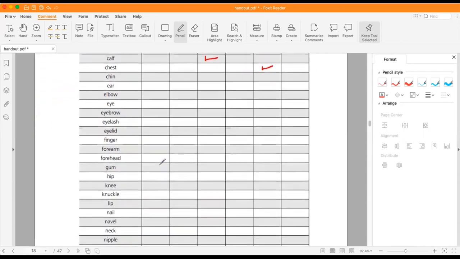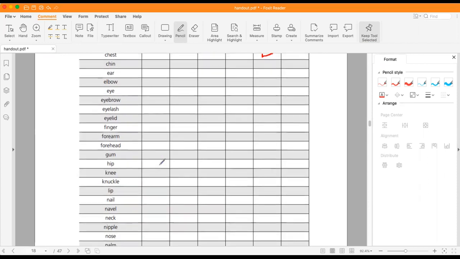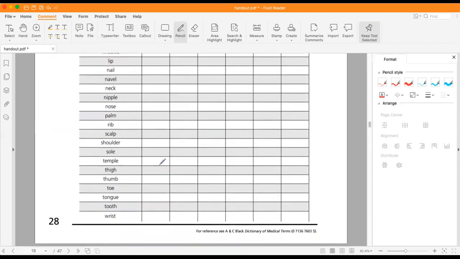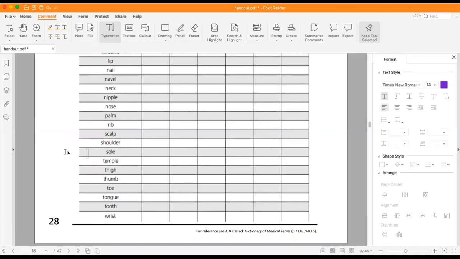All of these words are common words, or words that we have already taken in this lesson. The only new word is sole. What is the meaning of sole? Sole is the bottom part of the foot, right? This is the meaning of sole, the bottom part of the foot.